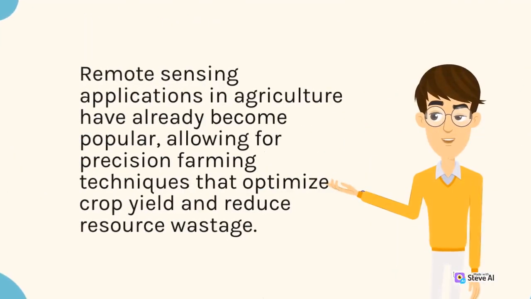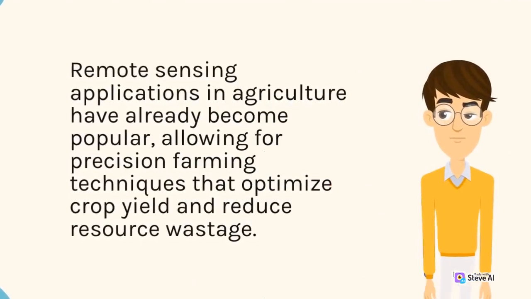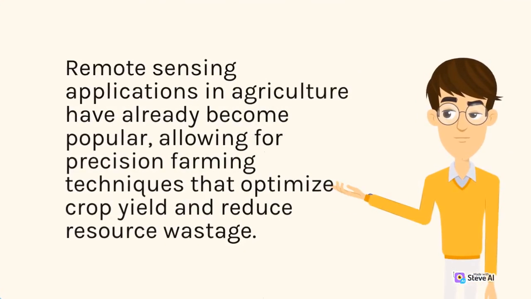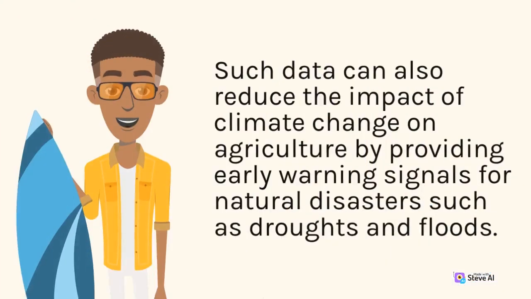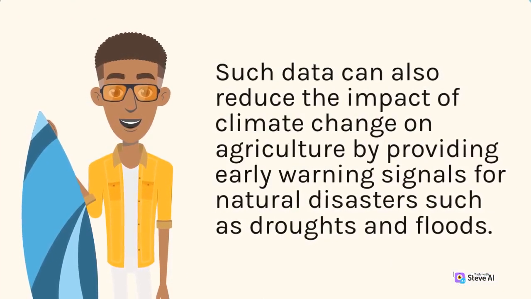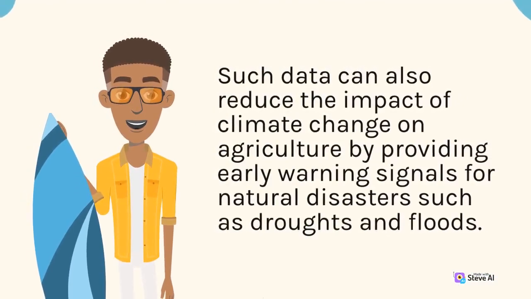Remote sensing applications in agriculture have already become popular, allowing for precision farming techniques that optimize crop yield and reduce resource wastage. Such data can also reduce the impact of climate change on agriculture by providing early warning signals for natural disasters such as droughts and floods.